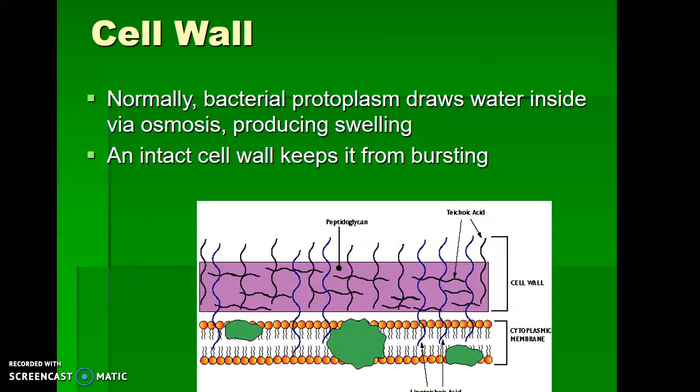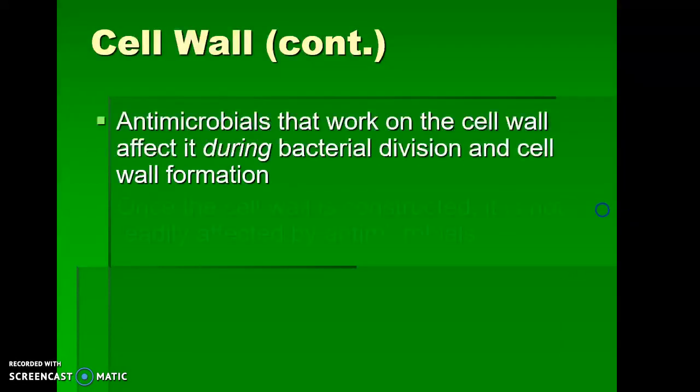So the cell wall, this is how penicillin acts. Normally the cell wants to draw water inside itself, but the cell wall is strong enough to keep that cell from bursting. In the case of penicillin, though, as the cells are replicating, it interferes with the construction of that wall and makes it weak. And so the cell will swell and burst.